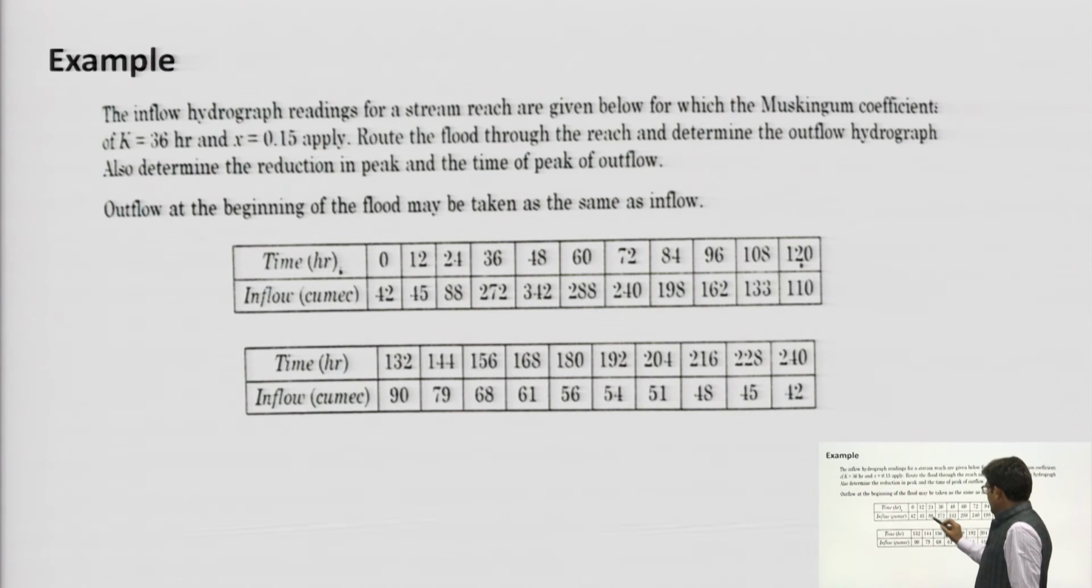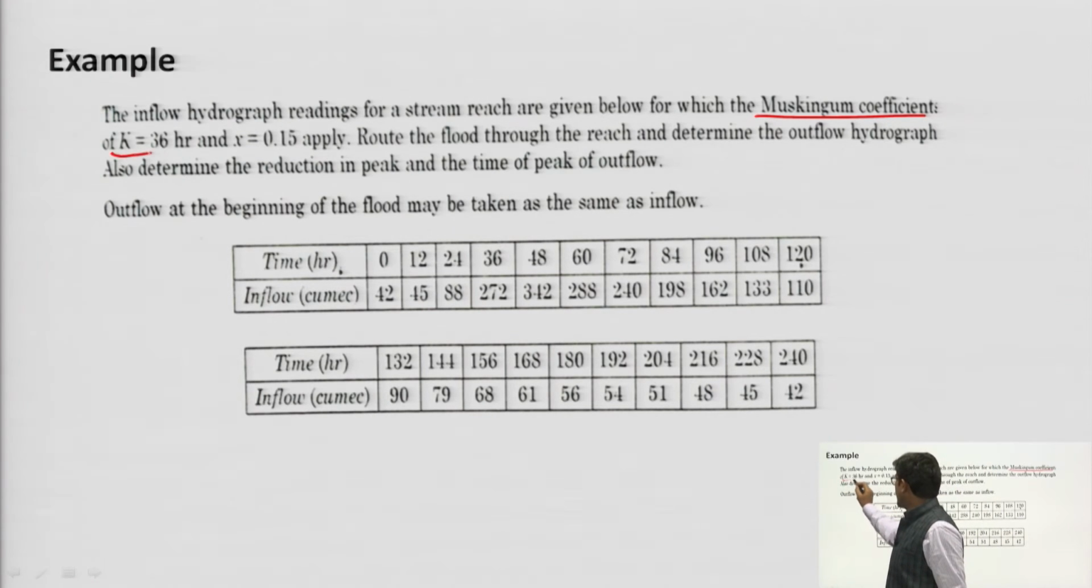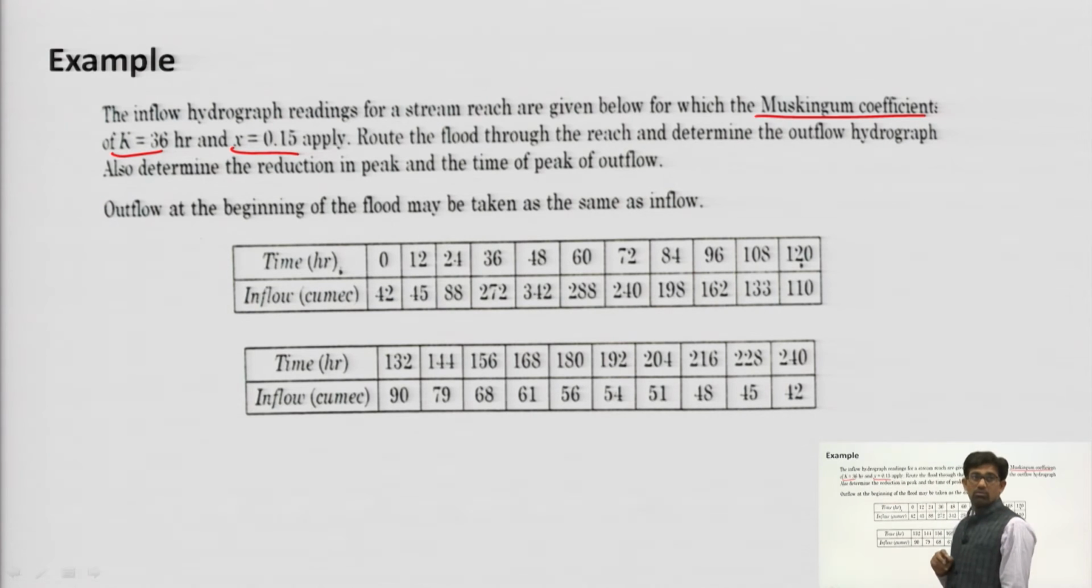Inflow hydrograph is given for a duration of 12 hours, 0 to 12 hours, with the inflow and Qmax given, for which the Muskingum coefficient value K is equal to 36 and X value is 0.15. That needs to be applied here.